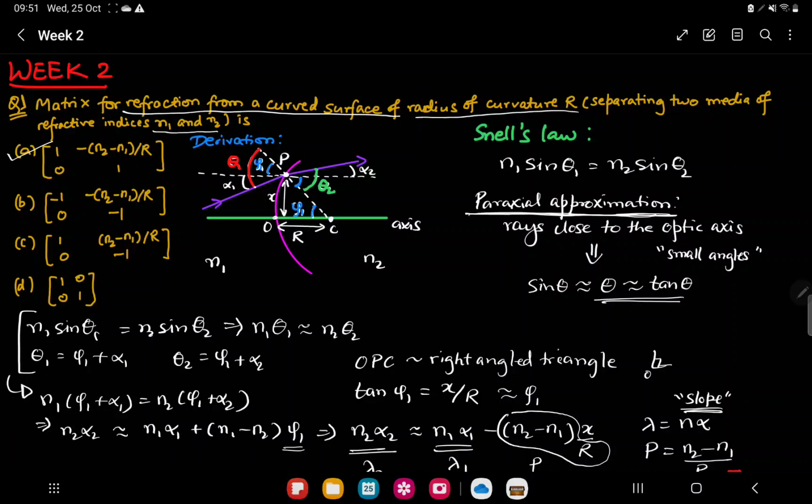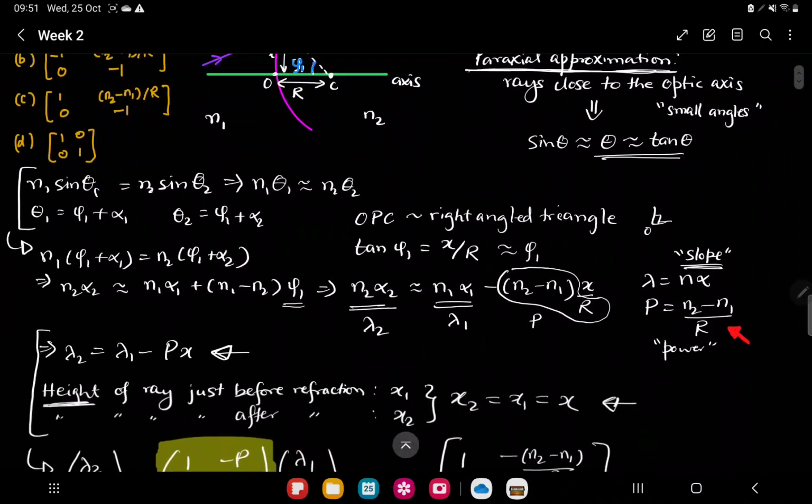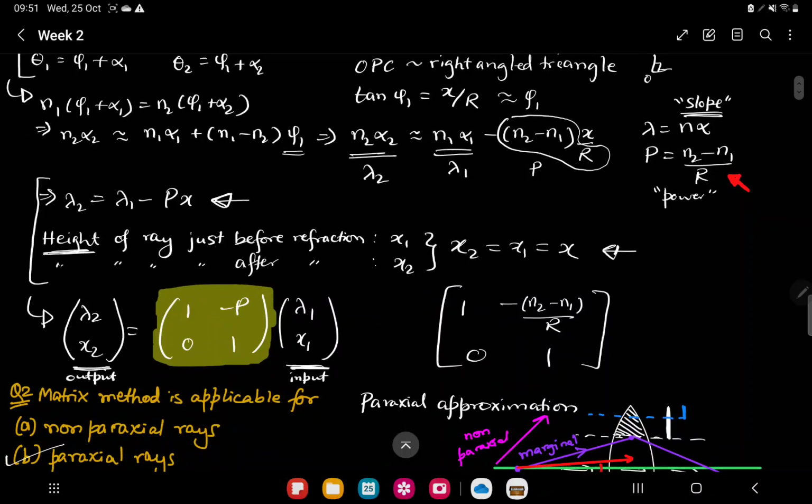We learned the matrix method in week 2. So for the matrix method, let's look at this final expression. The matrix method is a method in which you can determine the output of any optical system given the input. And how do you find this output? You find it by multiplying the input with some matrix, and this matrix represents the optical system.